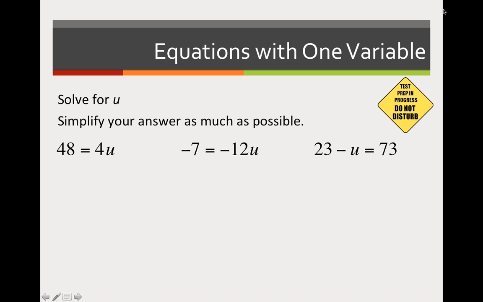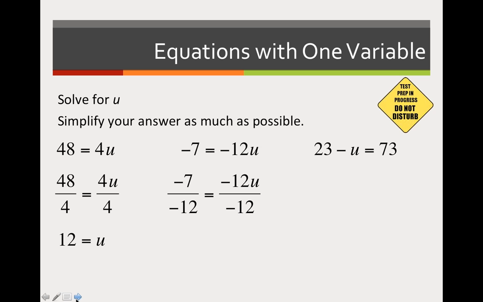Okay, so we have more examples here. The first one, we'll divide both sides by 4. And the second one, we'll divide both sides by -12. And then the last one, we'll subtract 23 from both sides. And then we'll divide both sides by -1.